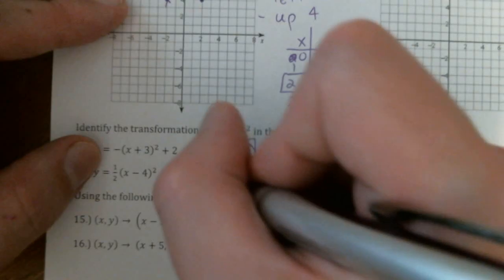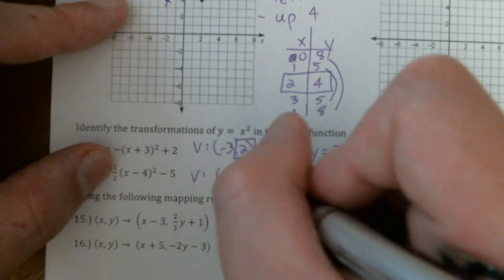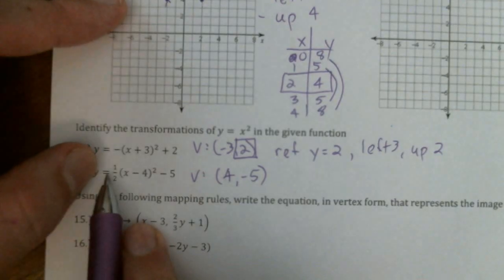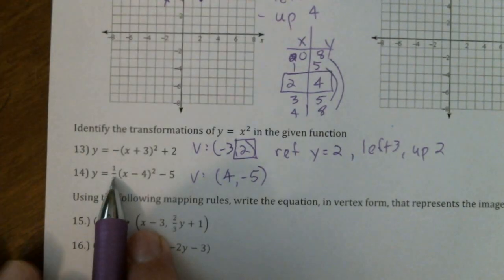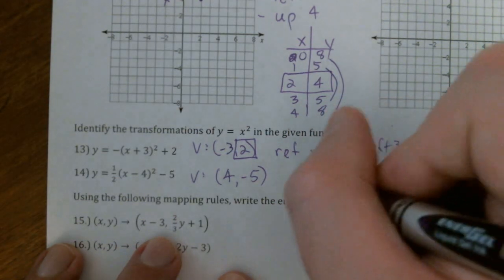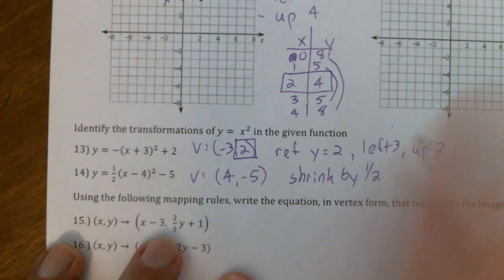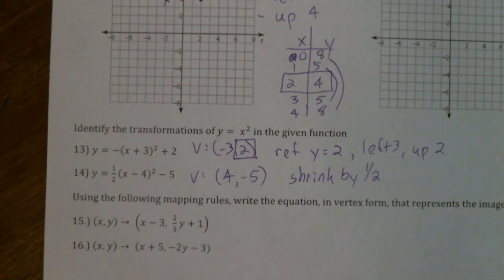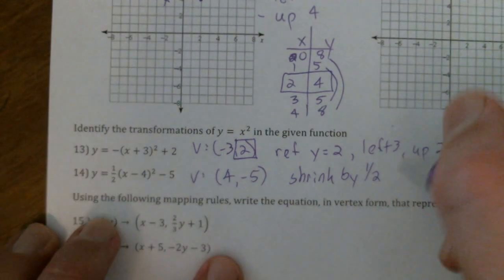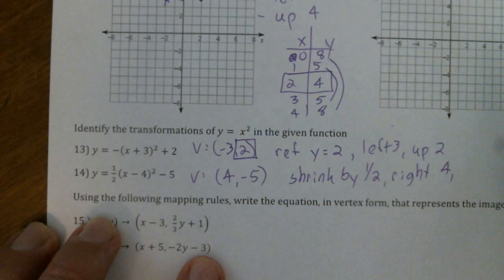This one, my vertex is flip, leave alone, 4, negative 5. Okay, now do I have a reflection? No, I don't. But here I have that fraction, okay, it's between 0 and 1. So here I actually have a shrink by 1/2, or a compression, sometimes it's called a compression. Shrink by 1/2, I have right 4, and I have down 5.